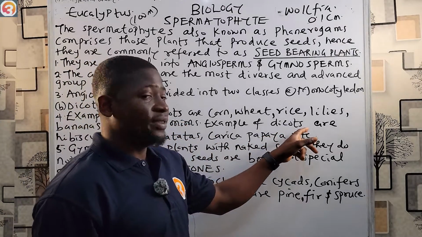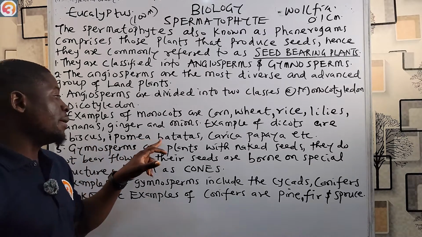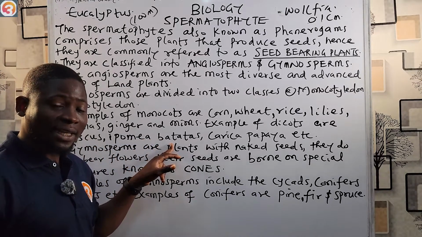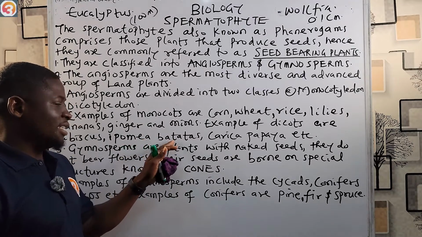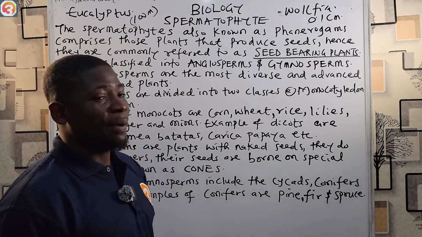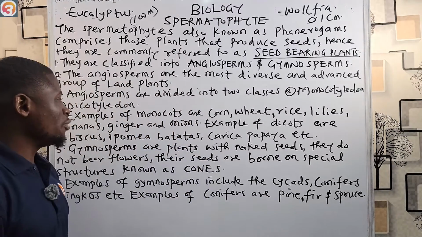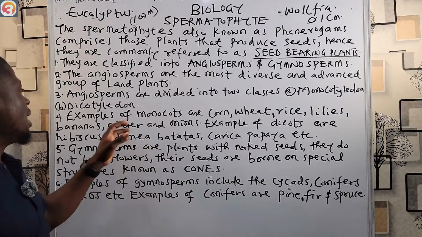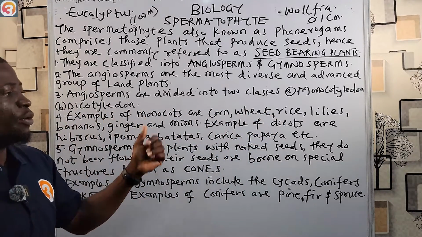While examples of dicots are hibiscus. We have Ipomoea batatas. Do you know what Ipomoea batatas is? That is sweet potato. Ipomoea batatas is sweet potato. Then we have Carica papaya. You don't know Carica papaya? I'm sure you do. So those are examples of dicots. Then examples of monocots are corn, wheat, rice, lilies, bananas, ginger, and onions.